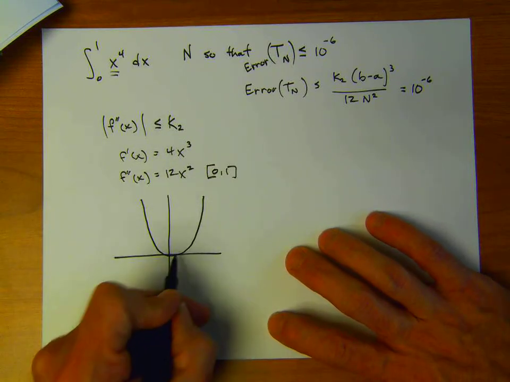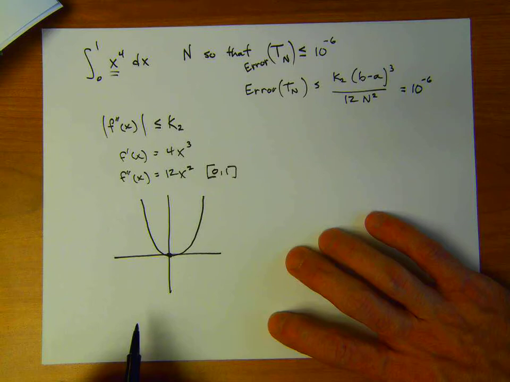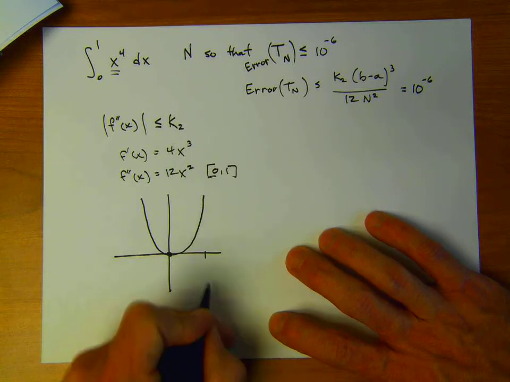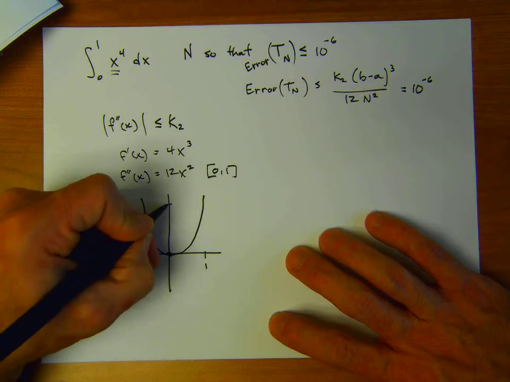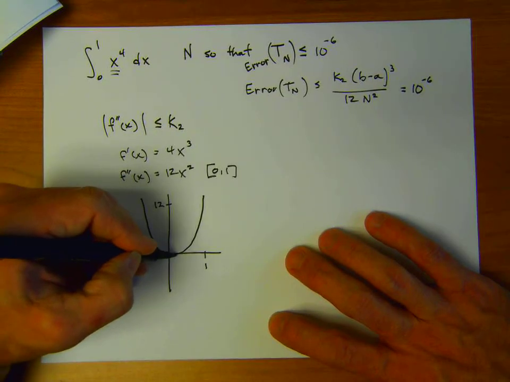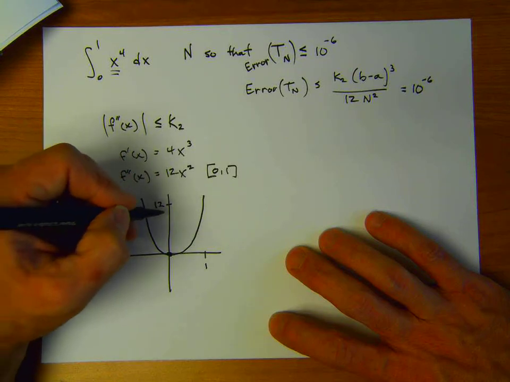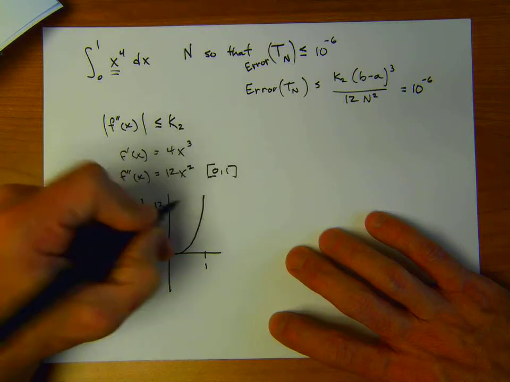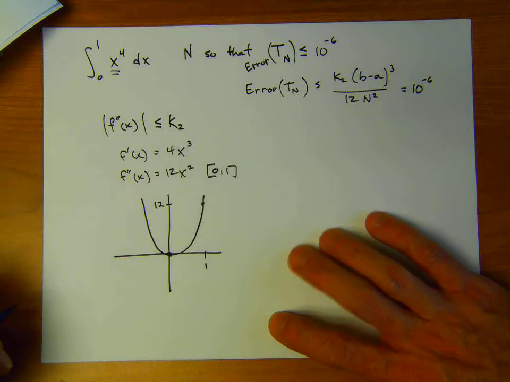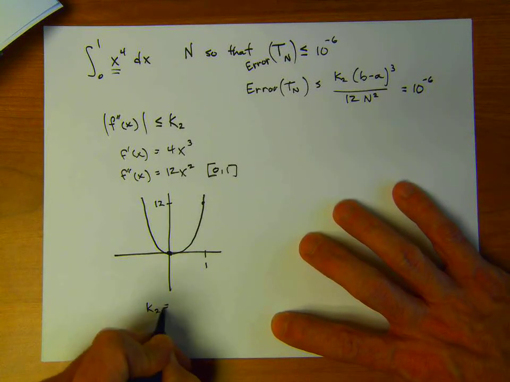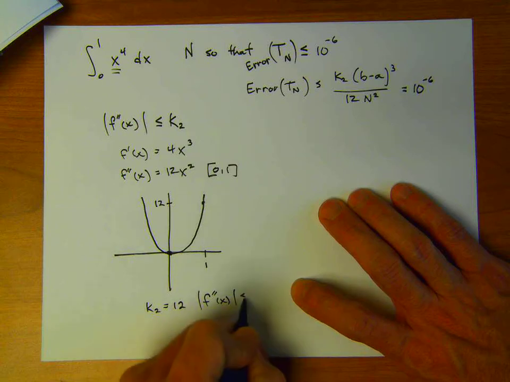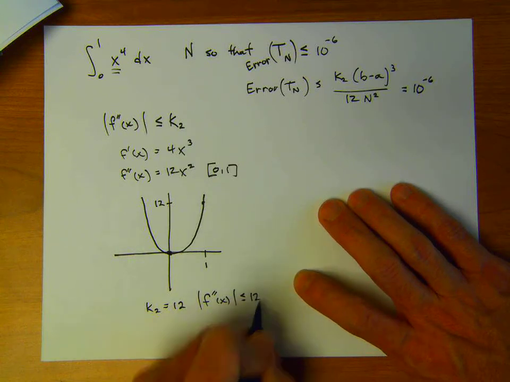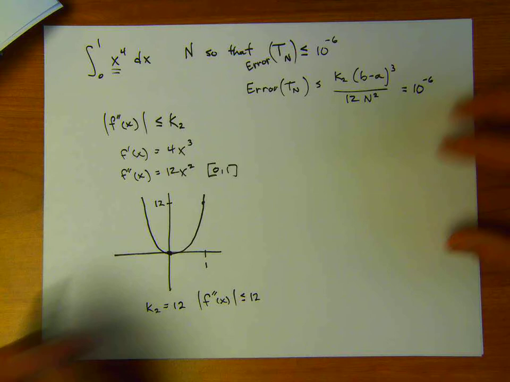Okay, so 12x squared, we know it goes through, right? When x is 0, y is 0. But when x equals 1, then y equals 12. Right? Now you can see from 0 to 1, this is an increasing function. All right, so the biggest that this is going to be on this interval is right up here at 12. So if we let k2 equal 12, then we know that f double prime in absolute value will always be less than or equal to 12, right? Because that's the biggest it gets. All right, so we've got our 12.